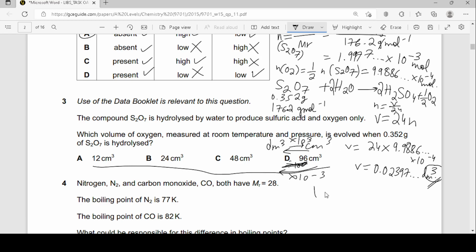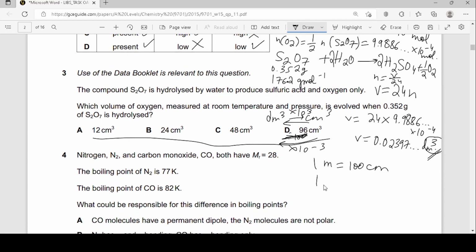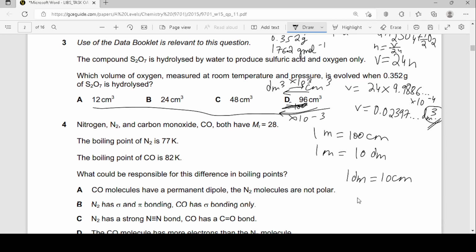I like saying that it's into 10 to the power of minus 3. The reason is that 1 meter is 100 centimeters, right? And 1 meter is also 10 decimeters, because decimeter means 10 to the power of minus 1, centimeter means 10 to the power of minus 2. So 1 decimeter is actually 10 centimeters, which is quite obvious. But now you're talking about 1 dm cubed, so it should be 10 cubed cm cubed. So the conversion from dm cubed to cm cubed is multiplied by 10 to the power of 3.